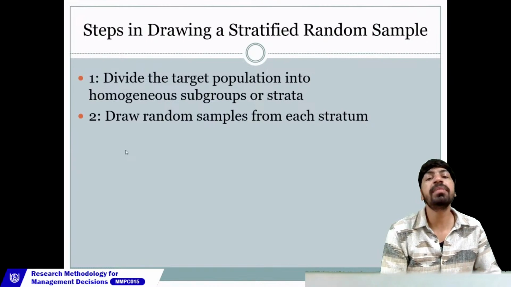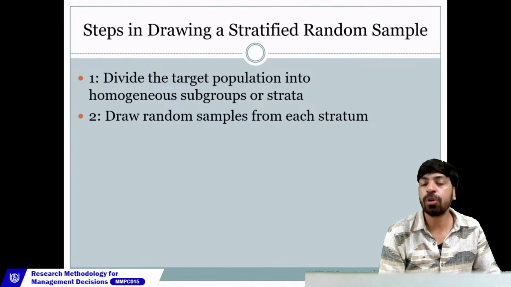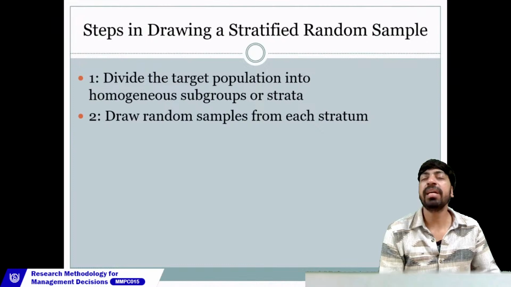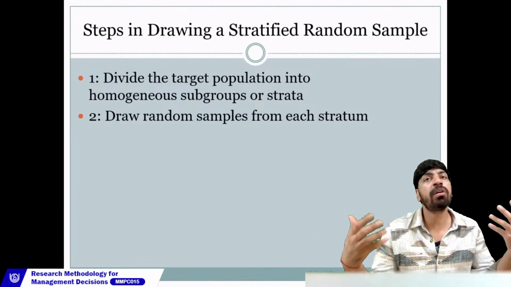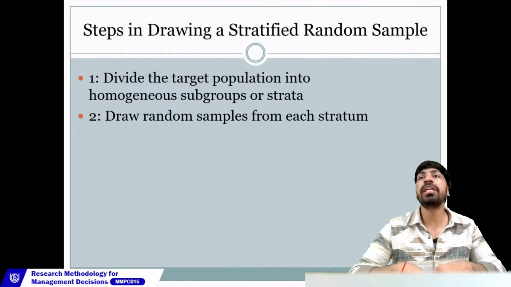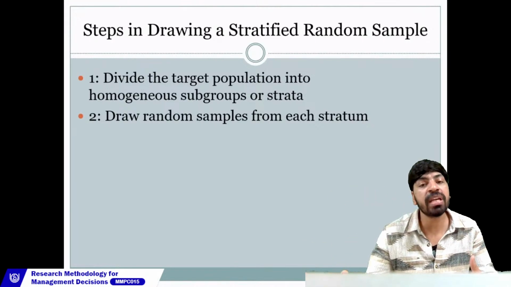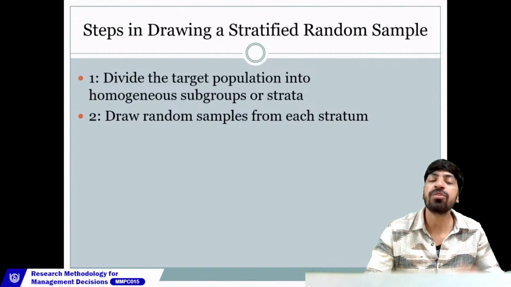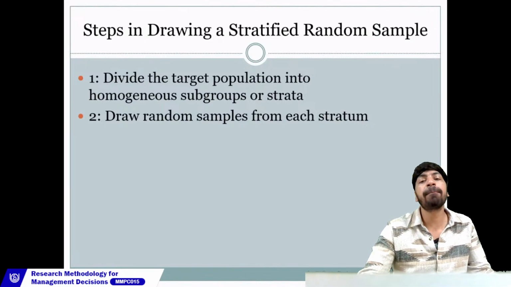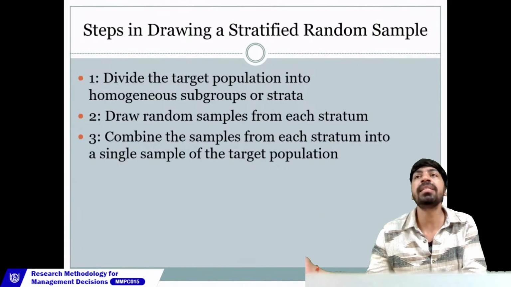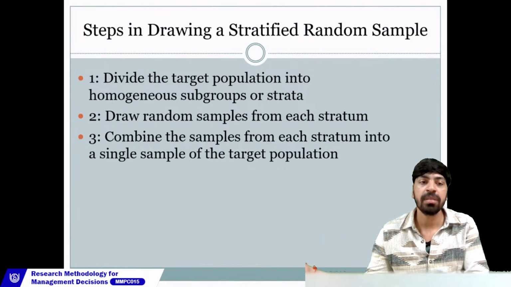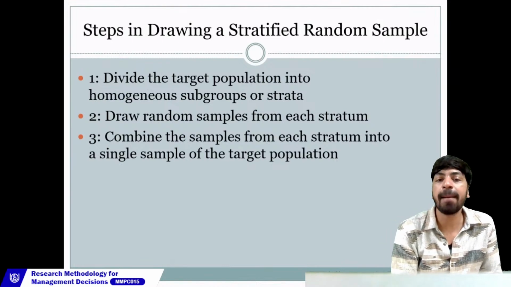Then draw random samples from each group or stratum. The random sample could be taken according to your convenience, your wish, or your choice. So you can draw random samples from each group, like 10 samples from each group. That's called drawing random samples.